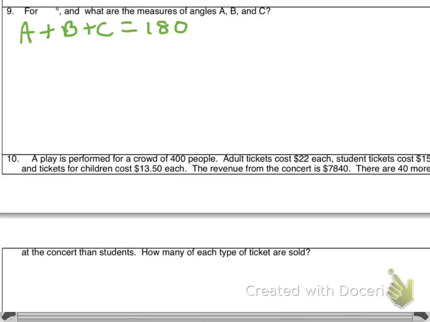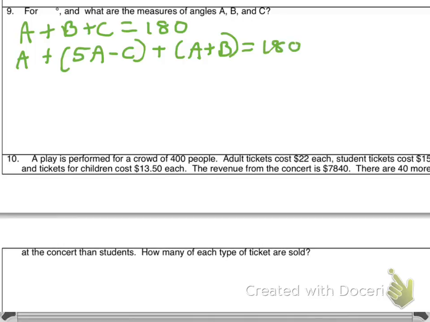Okay, but look at what they tell us here. They tell us that the measure of angle A is A. The measure of angle B is going to be 5A minus C. And the measure of angle C is going to be A plus B. And I know that the measure of the three angles adds up to 180. That I know.